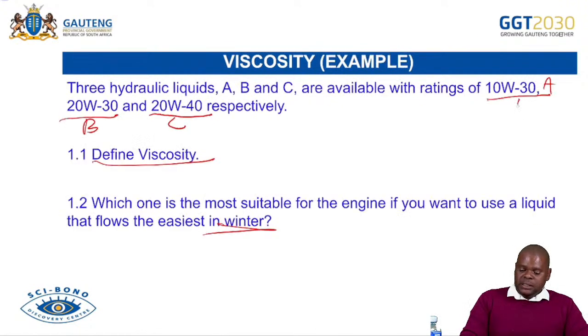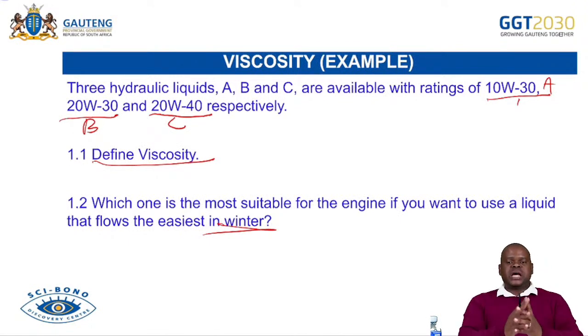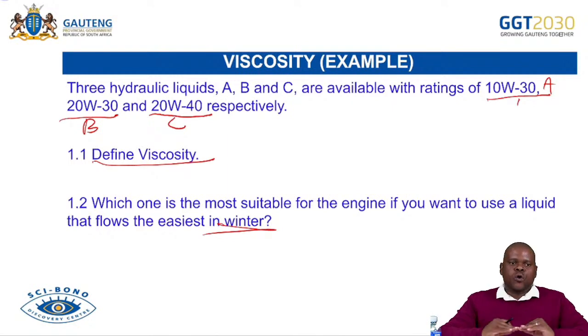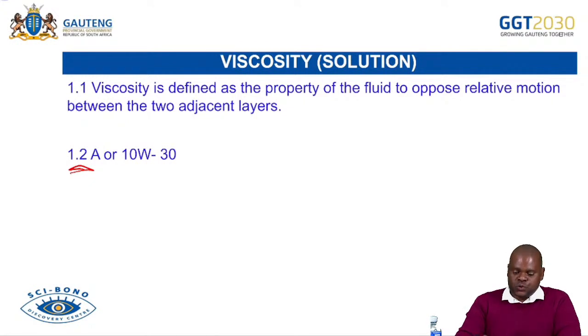Now, 1.2 says, which one can flow easily out of the 3 given oils, A, B, and C? Then the answer is A, because in winter we expect the oil to be thick. But now we need the one that can flow easily. That means we don't want the one that will be more thick. We want the one that can flow easily, which is A, or 10W30. Are we together, grade 12?